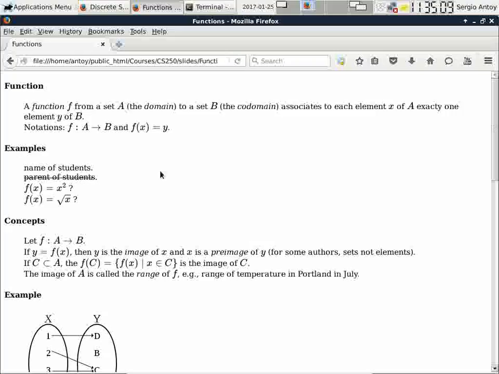So, is this a function? Yes, if you pick an x in Z, there is only one element in Z that is 2x. A number has only one double. There are no two different doubles of the same number. So, this is a function. It is injective and it is surjective.